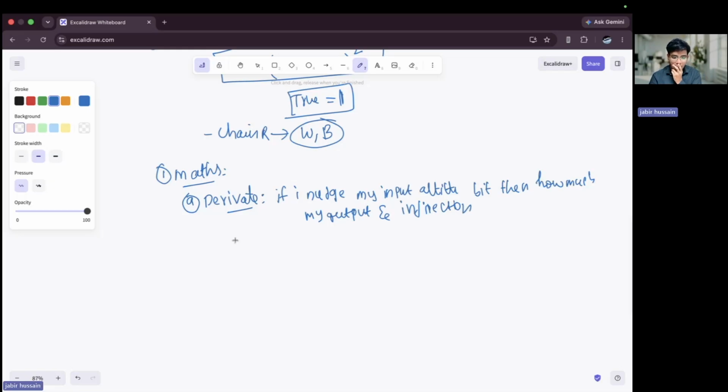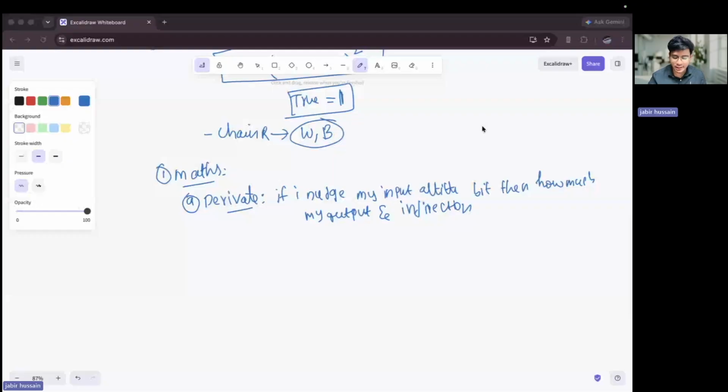Here, if you see, my output is loss, right? At the end, I'm trying to minimize loss, and the inputs are weights and biases. So can I say that a derivative will tell me how much change I have to make in weights and biases in order to minimize loss? I can say that, but let's not go directly there. Let's go step by step.